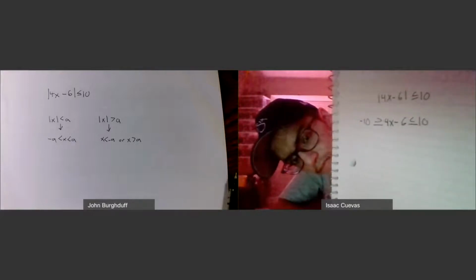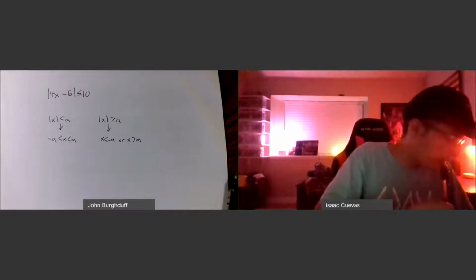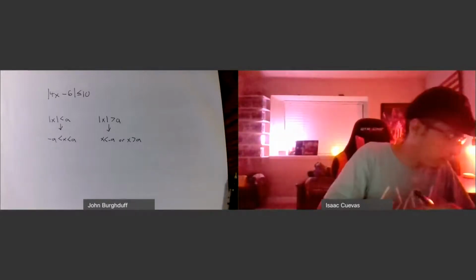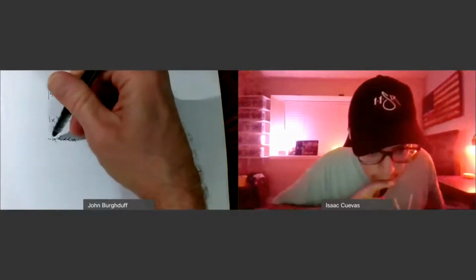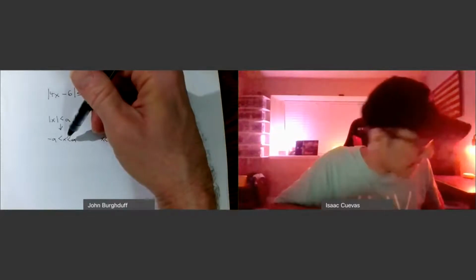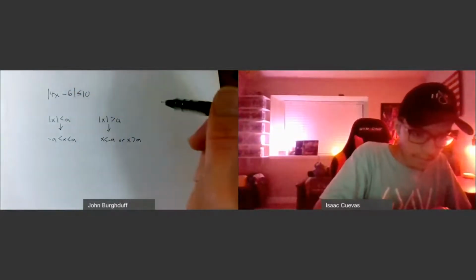Those should both be less than or equal to's. The one I got wrong, where the positive 10 is? See how these point the same way? Yeah. They both need to point the same way, not one way and the other. They both need to be less thans.